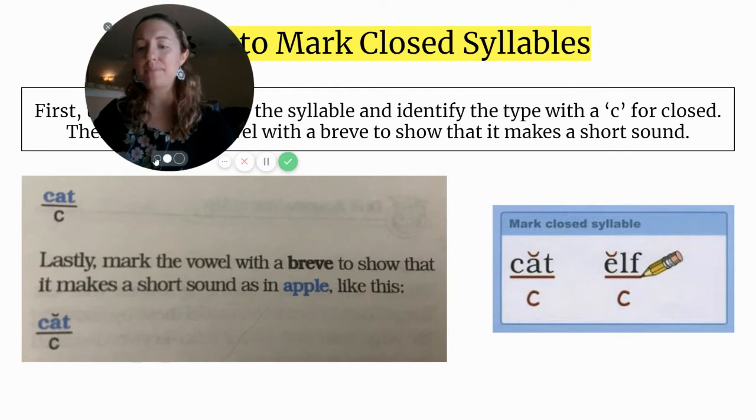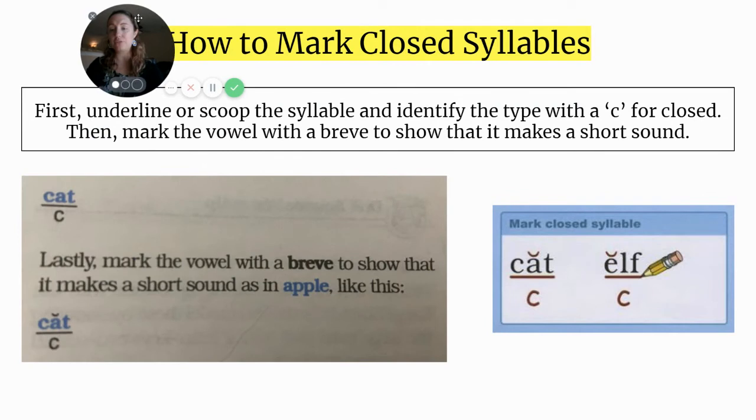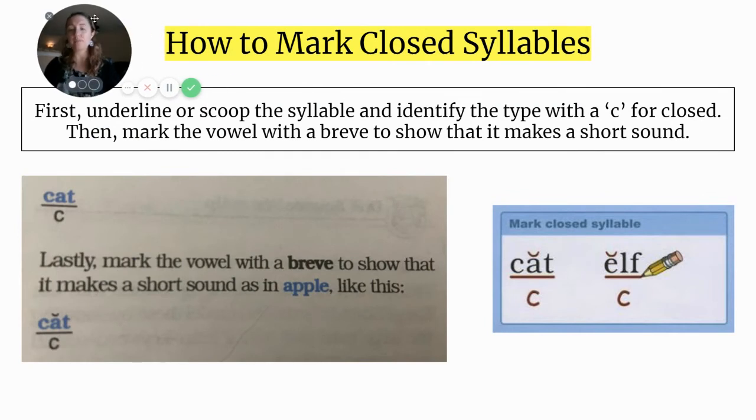All right, now this page is for us to learn how to mark our closed syllables. I'm going to read what's on this page to you. How to mark closed syllables. First, underline or scoop the syllable and identify the type with a C for closed. Then mark the vowel with a breve to show that it makes a short sound.